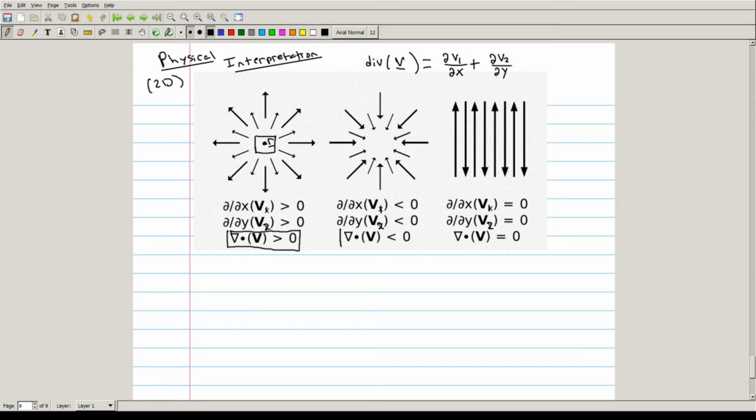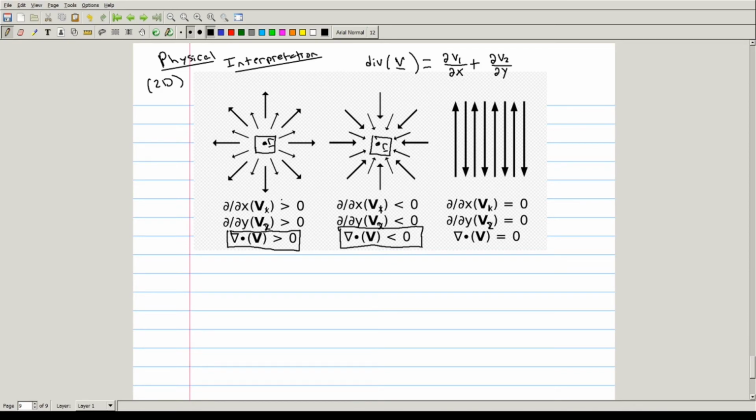And to the direct contrary of that, if both of these partial derivatives are negative, then we can think of the point R as being a sort of sink. Because this is saying that in general, if you draw a small box around the point R, when the divergence is negative, there's more vectors going into the box than coming out of the box. So that's essentially what this is saying.